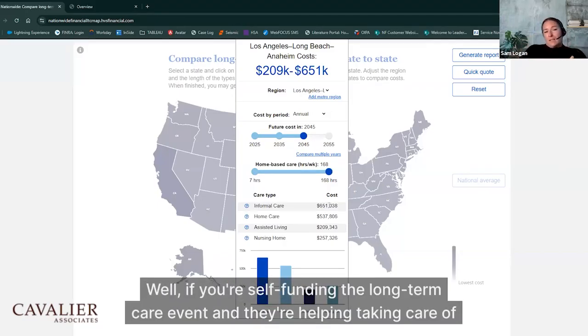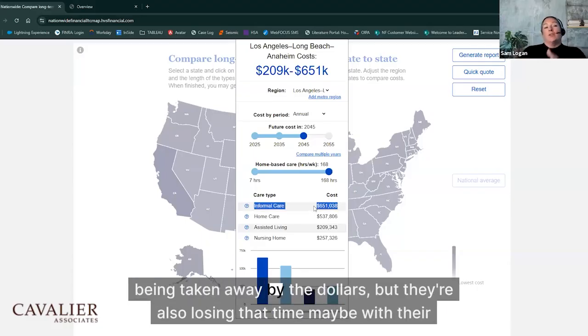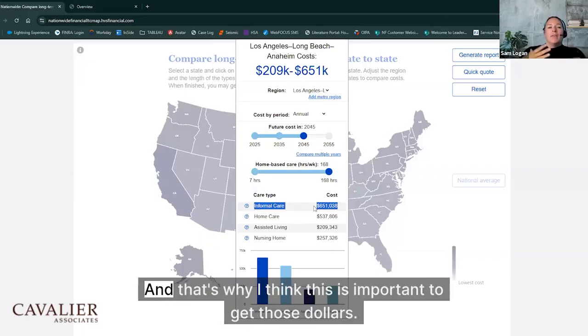Well, if you're self-funding the long-term care event and they're helping take care of you, they're almost getting a double hit, because the legacy you're trying to leave is being taken away by the dollars, but they're also losing that time with their family. That family piece ties back into why there are reasons to have that protection in place. And that's why I think this is important to get those dollars.